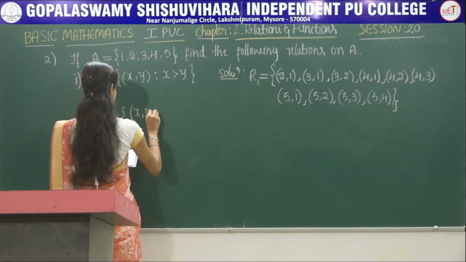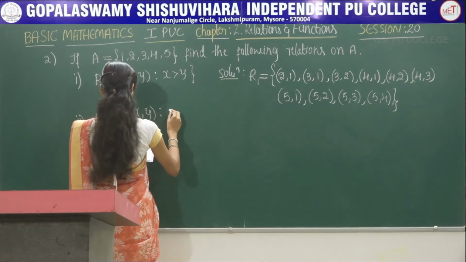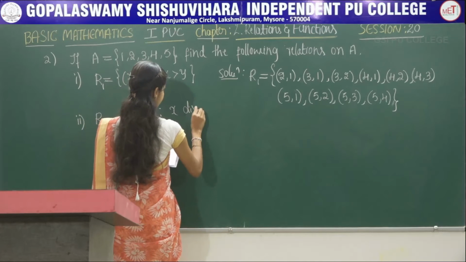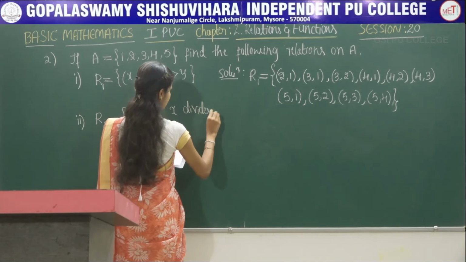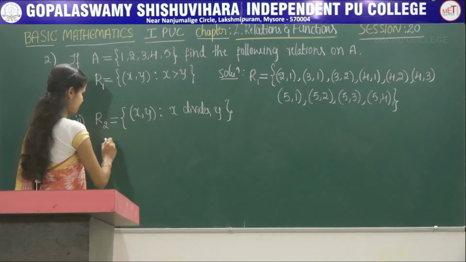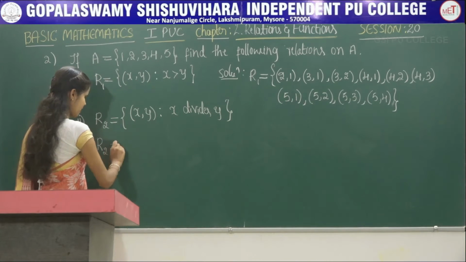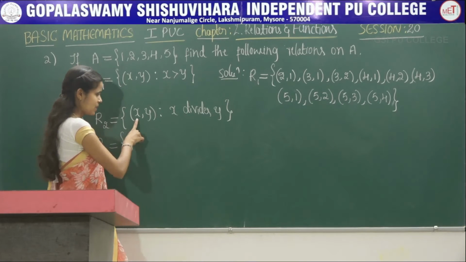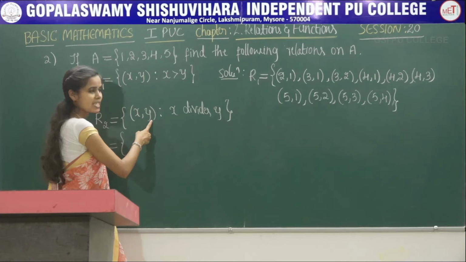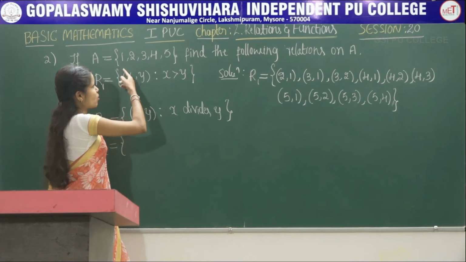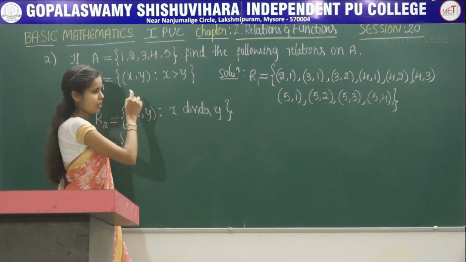Ordered pairs, the set of all ordered pairs (x, y) such that x divides y. The condition here is x divides y. Therefore R2 is equal to x divides y, meaning the first element divides the second element. So here also the elements run from (1, 1) to the last element (5, 5).